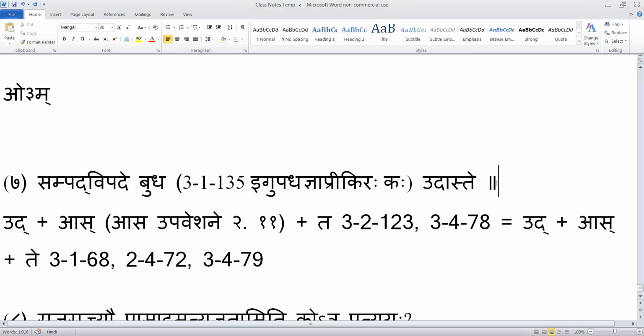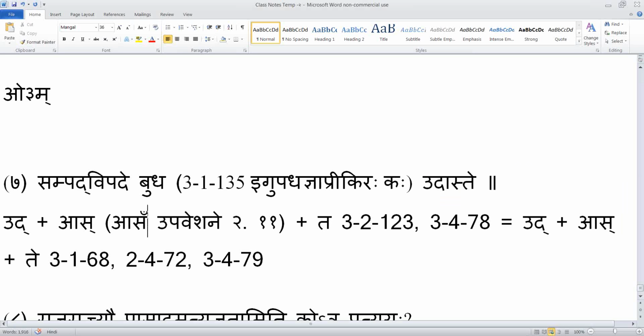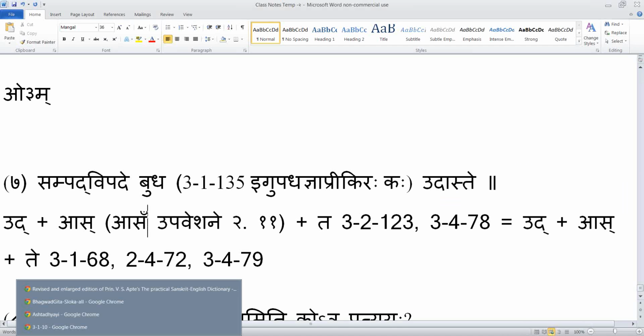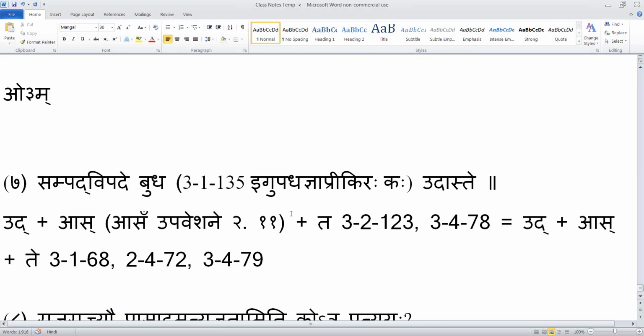So I just did that quickly down here while you're waiting for the class. Ud plus as is as upaveshane. As upaveshane is the dhatu part. Means to sit down. But ud as is kind of to sit above. Means to be indifferent, to be unaffected by what is going on. Looking in the Apte dictionary, he says, Udas is to be indifferent or unconcerned, as inactive, passive. So, as upaveshane is very straightforward.